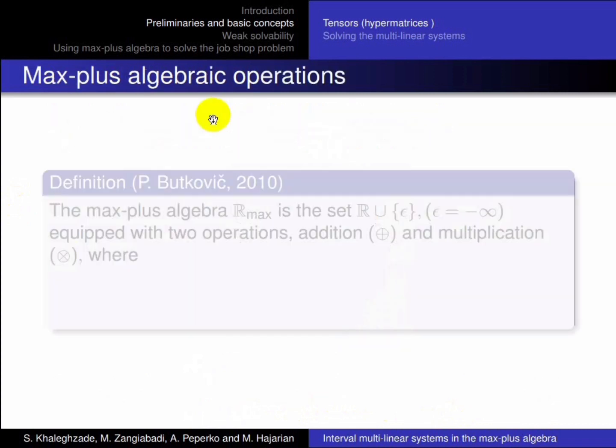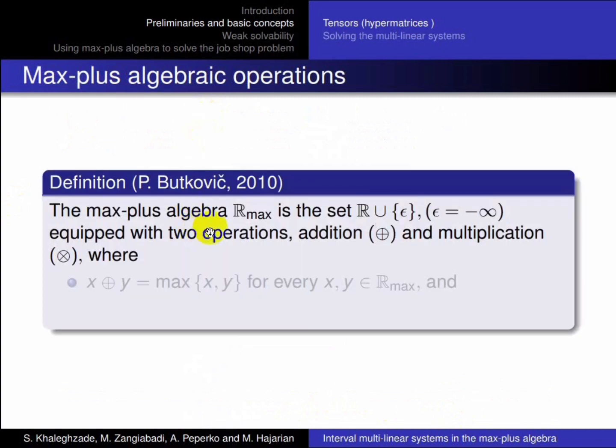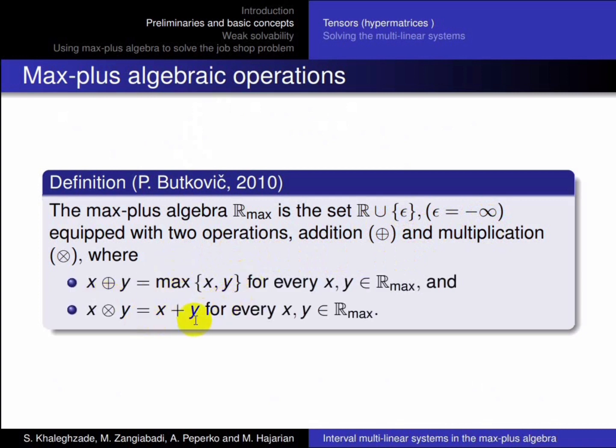Let's turn now to Max-Plus algebra. The Max-Plus algebra is the set R union epsilon, where epsilon equals minus infinity, equipped with 2 operations, addition and multiplication, where addition is this form and multiplication is this expression.